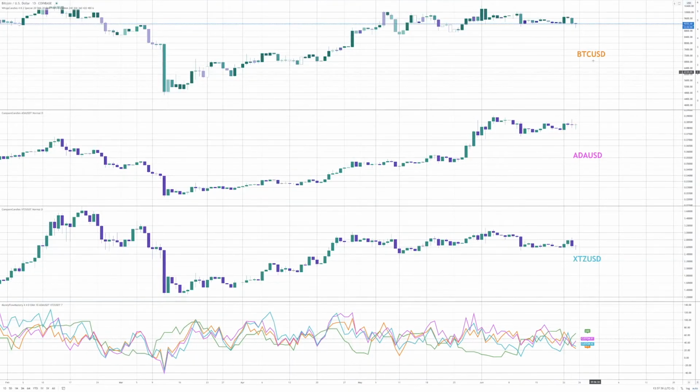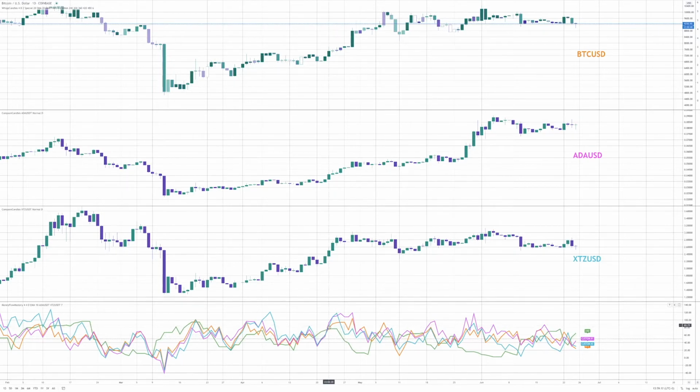So I've labeled these up for you: Bitcoin, Cardano and Tezos, all against the US dollar. And what we're trying to identify here on Money Flow Mastery is what should we be in? We've already identified that out of US dollar, gold, oil, and all the other assets that we have on Money Flow, we should be in cryptocurrency because Bitcoin is becoming king.